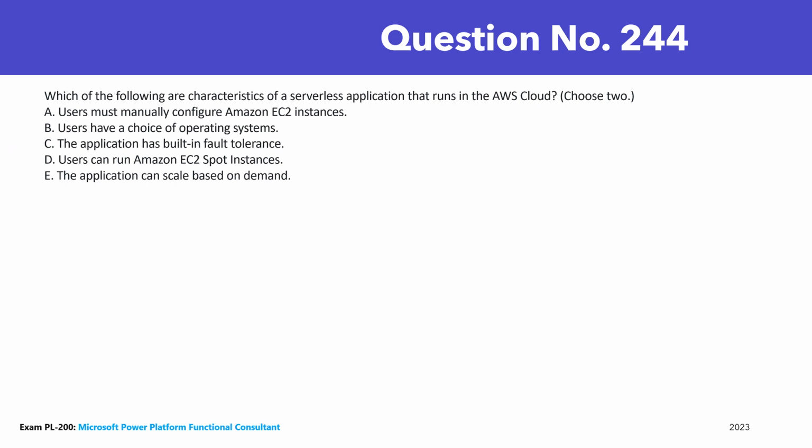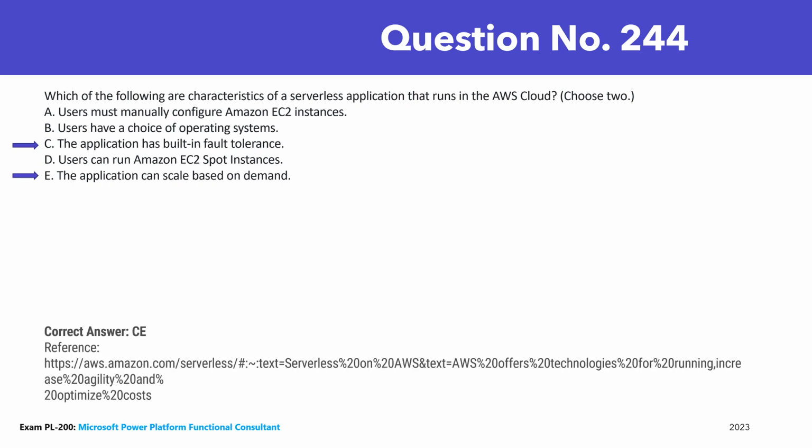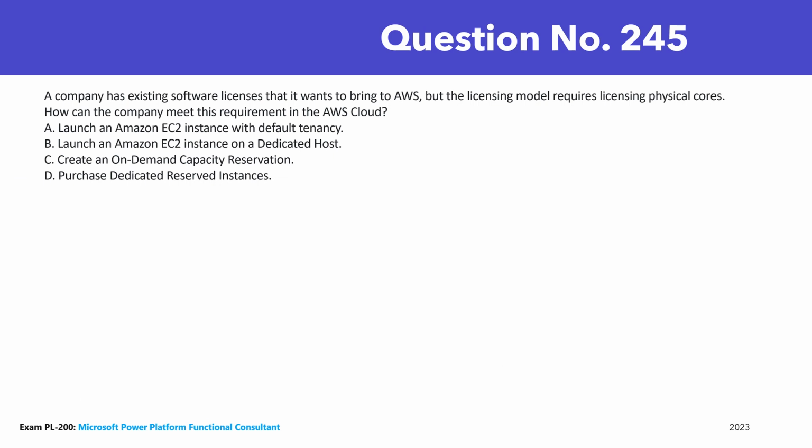Choose 2. A. Users must manually configure Amazon EC2 instances. B. Users have a choice of operating systems. C. The application has built-in fault tolerance. D. Users can run Amazon EC2 spot instances. E. The application can scale based on demand. Correct answer, C, E.